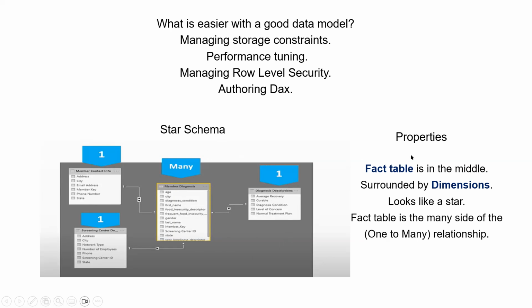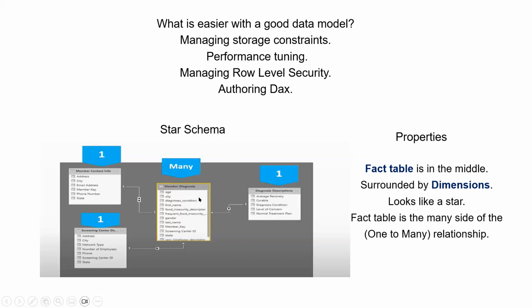So the star schema, these are the properties. The fact table is in the middle and it is surrounded by dimension tables. It looks like a star, and the fact table is the many side of the one-to-many relationship.